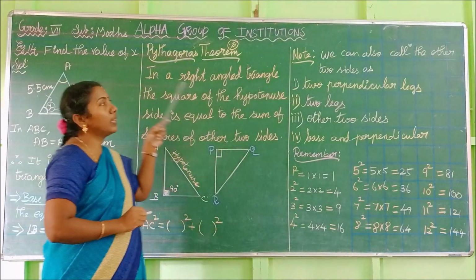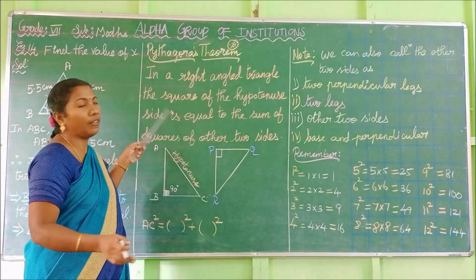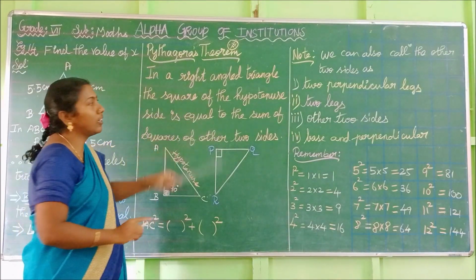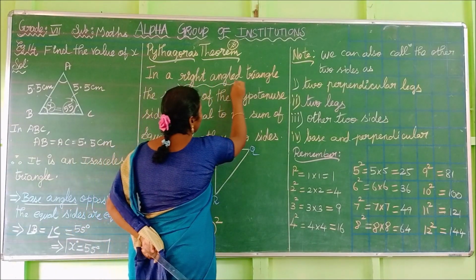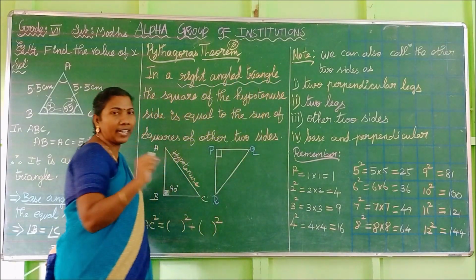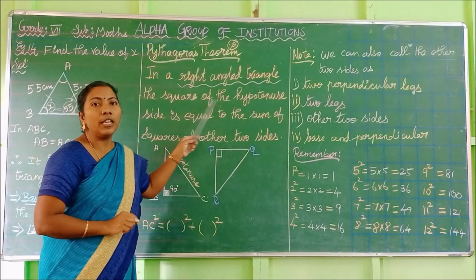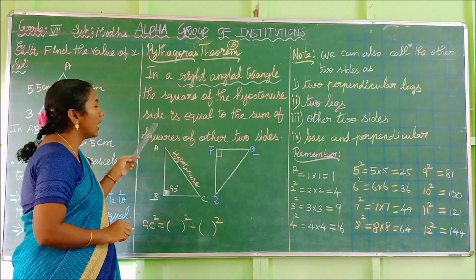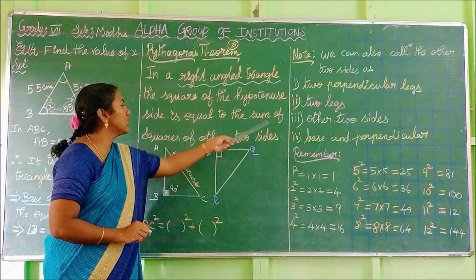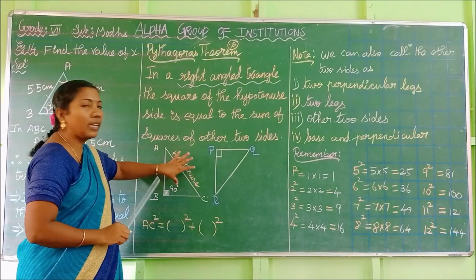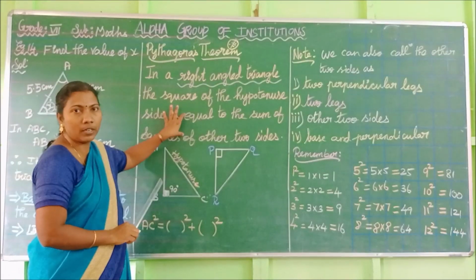We can't apply this theorem to any type of triangle. We can apply Pythagoras theorem only on a right angle triangle. That's why in the statement, first of all, they are mentioning in a right angle triangle. Next they are telling the square of the hypotenuse side is equal to the sum of the squares of the other two sides. After explaining this triangle, I will come back to the statement of the theorem.